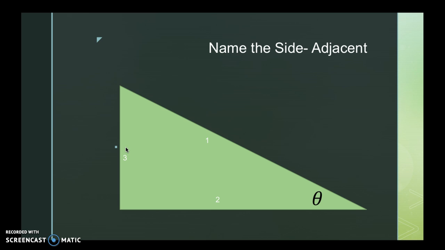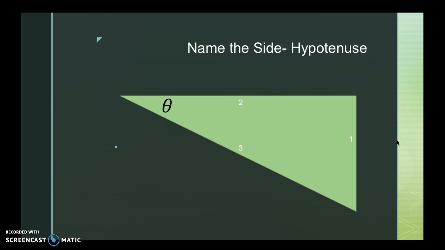Which one of these sides, 1, 2, or 3, is the adjacent side to theta? The bottom side. Which side of this triangle is the hypotenuse? 1, 2, or 3? 3 is the hypotenuse.